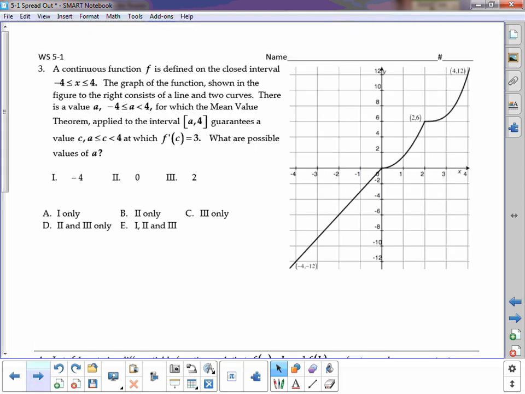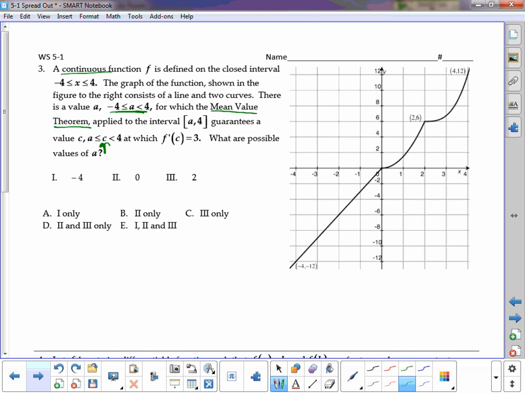All right, so number 3, we have a function here, and they tell us it is a continuous function. And it's defined on that closed interval from -4 to 4. They give us the graph, and we've got a line and 2 curves. And it says there is a value within the interval for which the mean value theorem applied to the interval guarantees the value C within that interval, where the derivative equals 3.